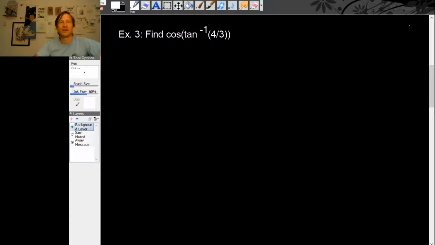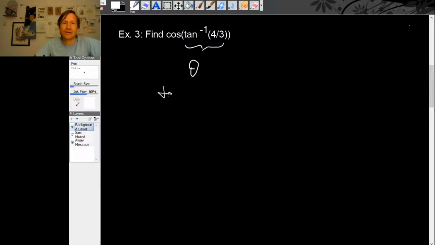Let's find cosine of inverse tangent of 4/3. Now 4/3 is not a nice value for tangent, so there's not going to be any shortcut using angles that we already know. So let's see. Inverse tangent, what sort of quantities does inverse tangent produce? That produces angles. Inverse trig functions produce angles, so let's call inverse tangent of 4/3 theta.